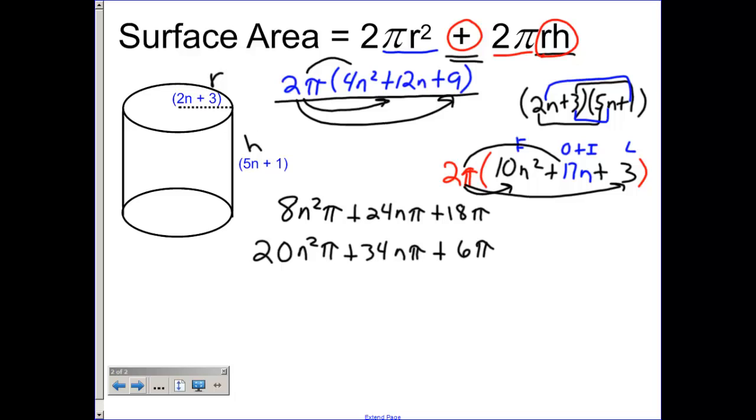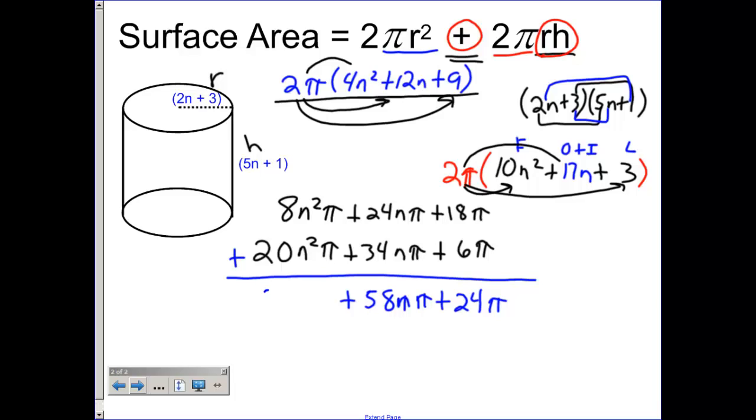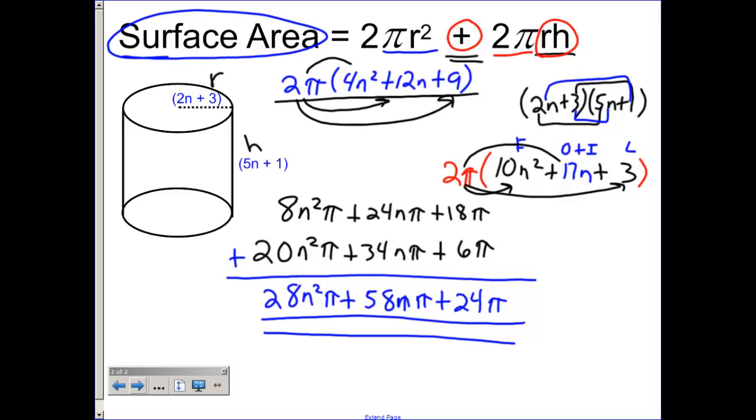All I have to do now is draw my line and add them together. Start at the beginning. 18 plus 6 is going to give me 24 pi. 24n pi plus 34n pi is going to give me 58n pi. 8n squared pi plus 20n squared pi is going to give me 28n squared pi. And this here ends up being the surface area left in terms of pi.